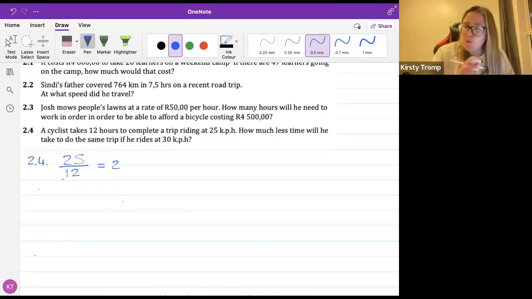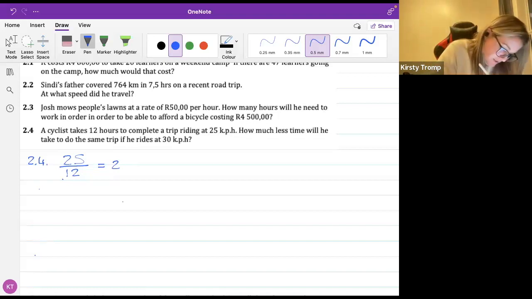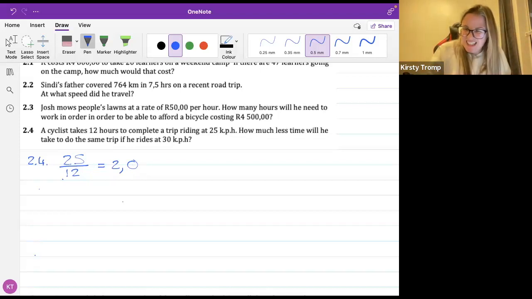Okay, cool. So when you did 25 divided by 12, are you sure it gave you 2? Oh, ma'am, it gave me 2.0. 2.0, no other decimals. 2.0.